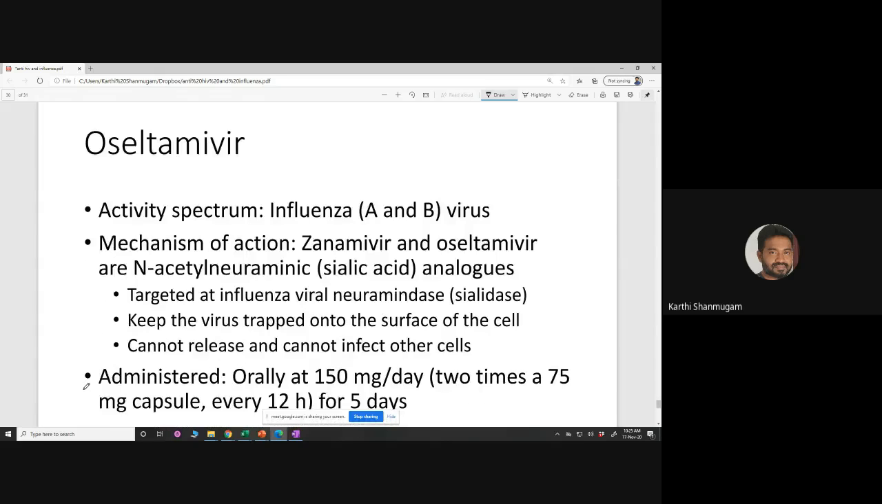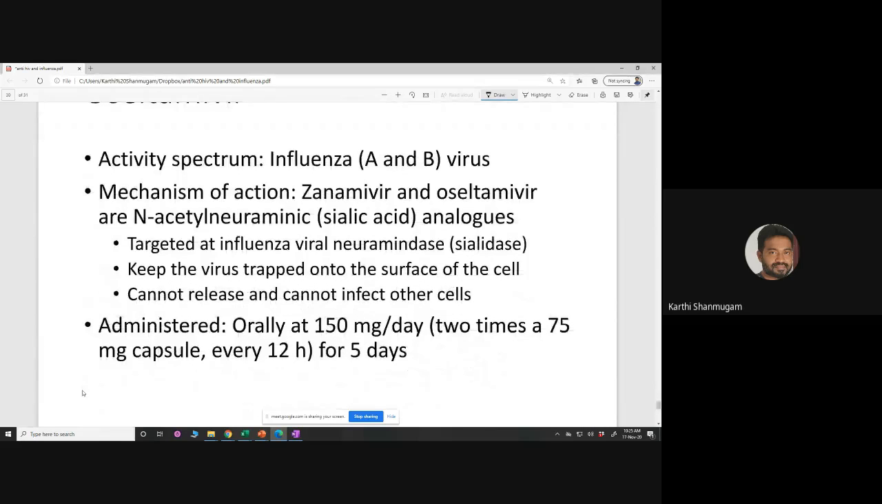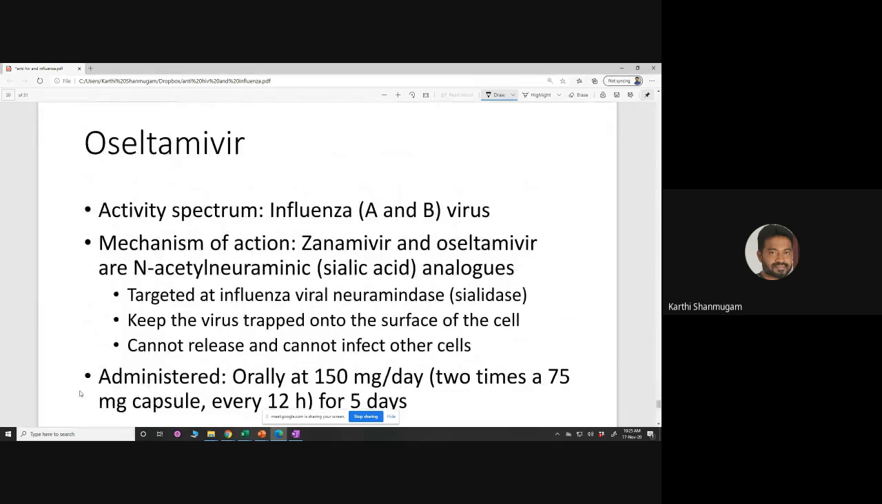Coming to oseltamivir, the mechanism is the same, exactly the mechanism of zanamivir. Just like zanamivir, oseltamivir is also active against influenza virus A and influenza virus B. Coming to the mechanism of action, same thing I said, right? They are analogs of sialic acid, which targets the same thing. There is a difference in administration, but the rest of the thing, the molecular mechanism, everything is the same, right?